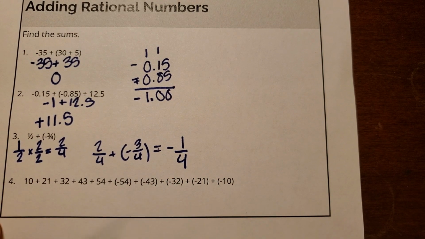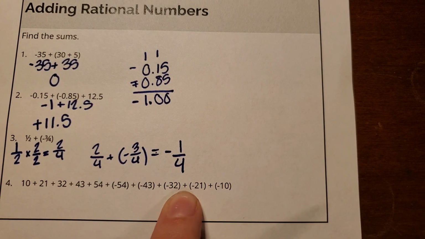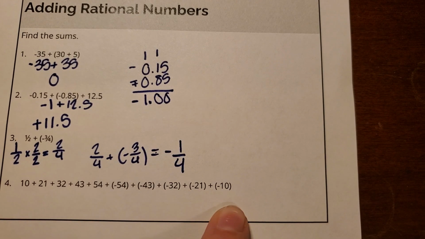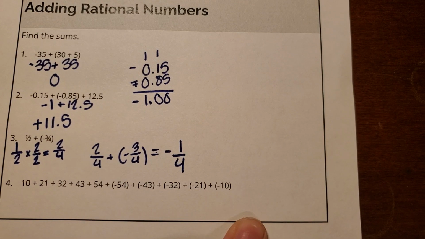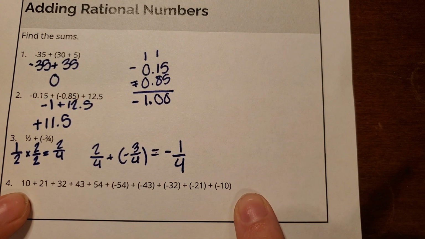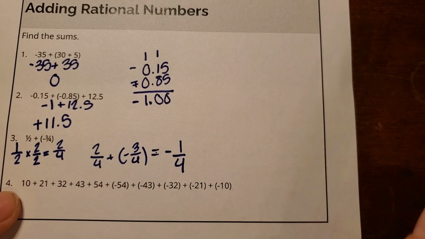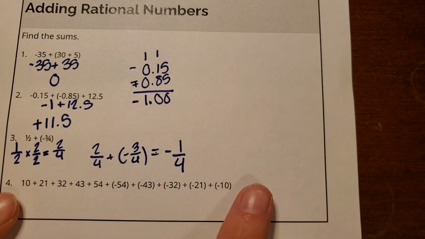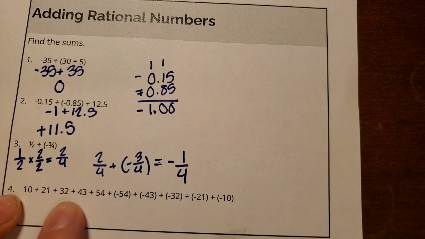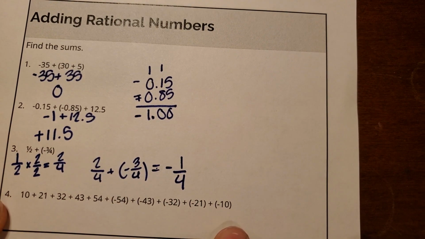Okay. Up next, this long 10 digit. Yeah, ridiculous, right? You're going to be mad at what the answer is. I promise. So, 10 plus 21 plus 32 plus 43 plus 54 plus a negative 54 plus a negative 43 plus a negative 32 plus a negative 21 plus a negative 10. We have 2 ways that we can solve this. I can add all my positives together, add all my negatives together, and then subtract those.